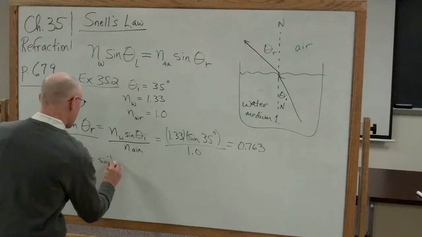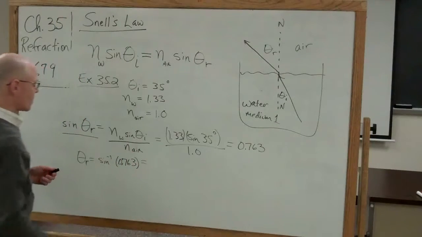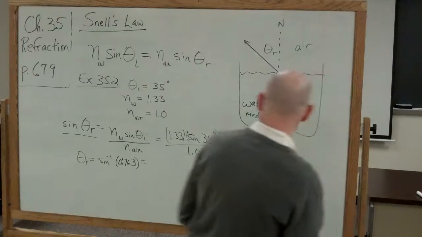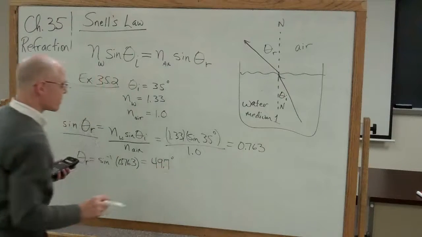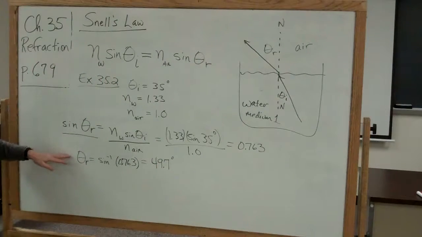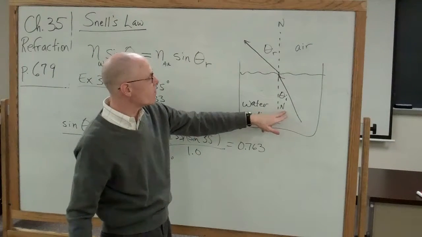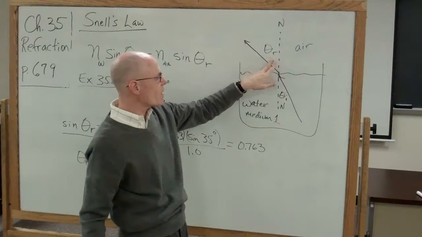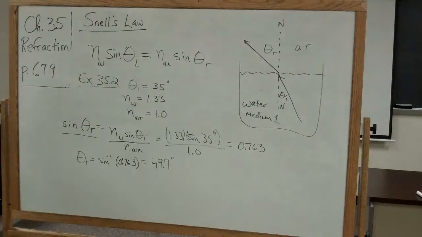So the angle is the inverse sine of 0.763. And if you calculate that correctly, you end up with 49.7 degrees. When you come up with an answer, you always have to look to see whether it makes sense. The angle of incidence was 35, and we said the light ray refracted away from the normal line. So the angle of refraction has to be higher than the angle of incidence, and our answer tells us that indeed was true.